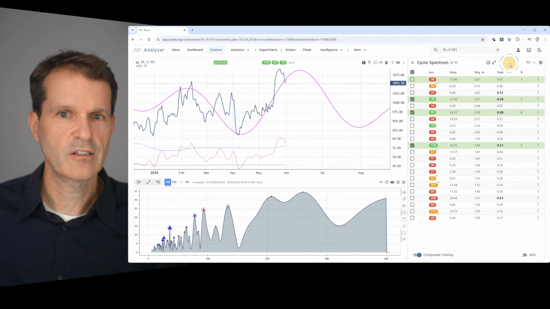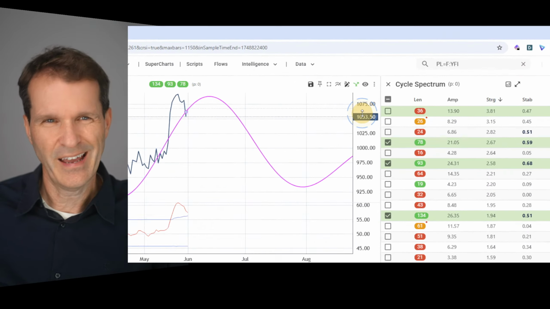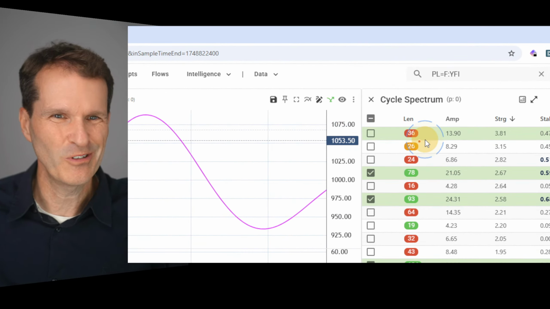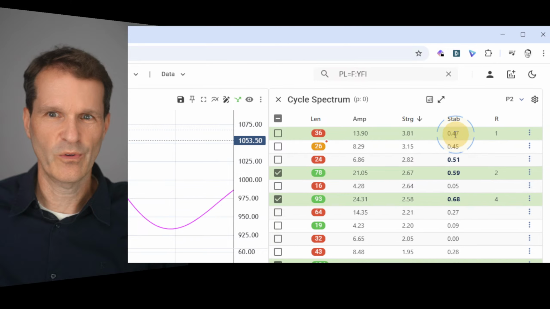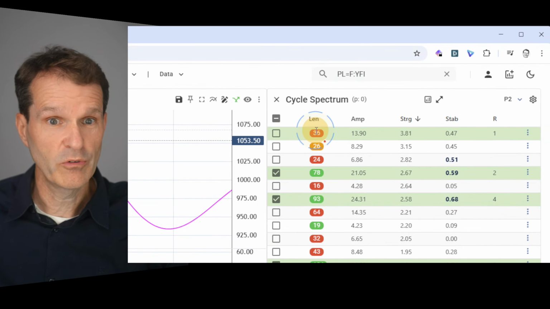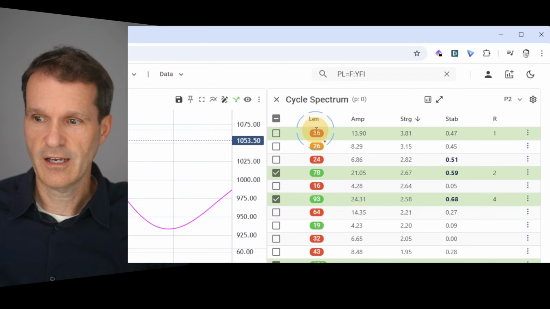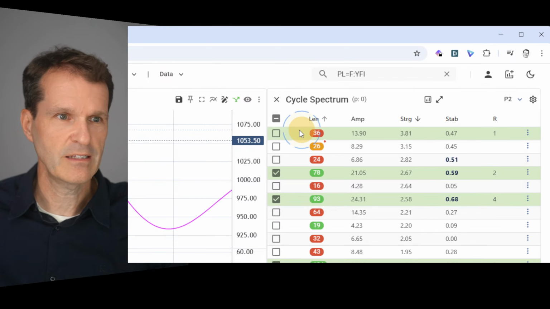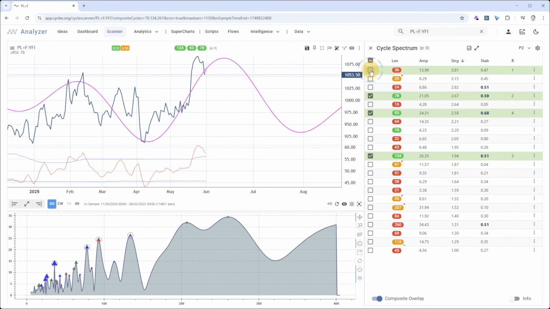So let's zoom out here. I gave you some reasons not to include that cycle, right? So the stability score is quite low. I don't really like those shorter cycles. But let's bring that into the mix also, right? So let's put that cycle on top.